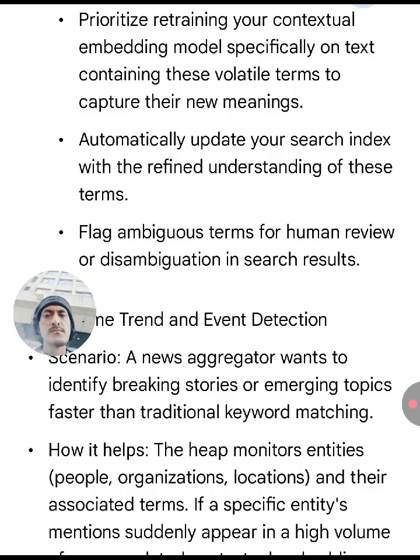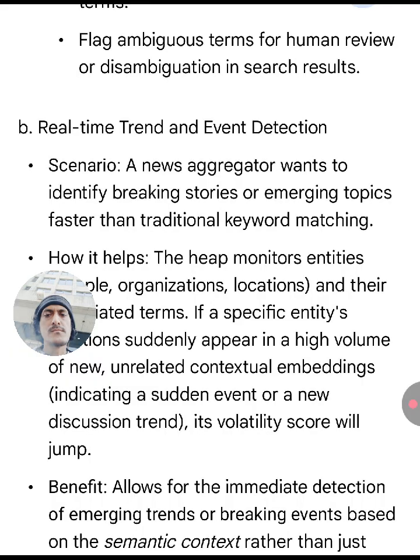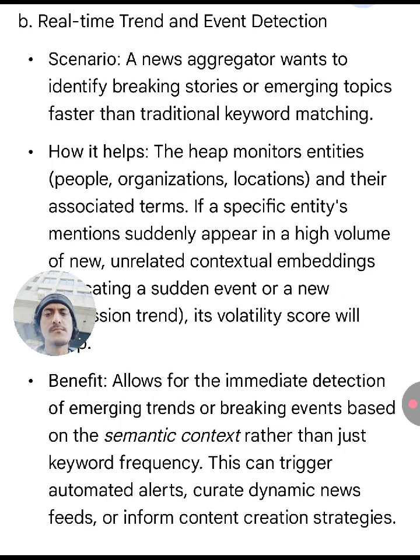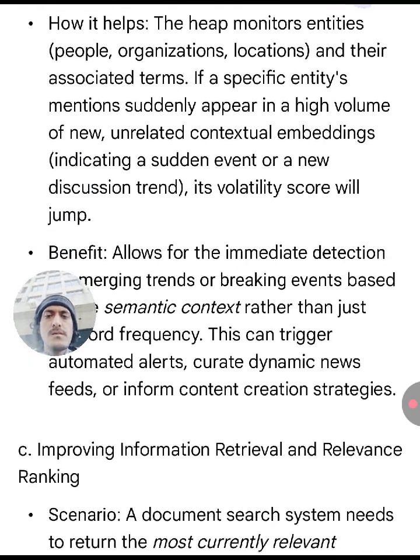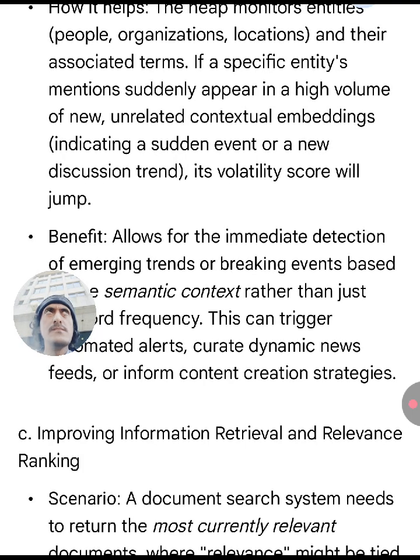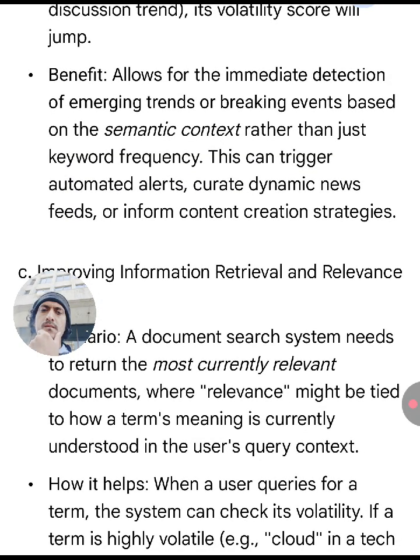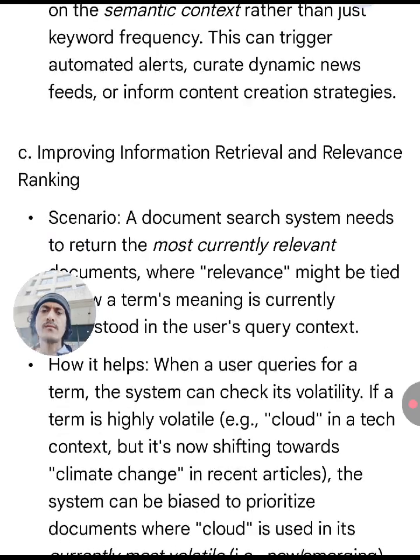B. Real-time trend and event detection. Scenario: a news aggregator wants to identify breaking stories or emerging topics faster than traditional keyword matching. How it helps: the heap monitors entities, people, organizations, locations, and their associated terms. If a specific entity's mentions suddenly appear in a high volume of new, unrelated contextual embeddings, indicating a sudden event or a new discussion trend, its volatility score will jump. Benefit: allows for the immediate detection of emerging trends or breaking events based on the semantic context rather than just keyword frequency. This can trigger automated alerts, curate dynamic news feeds, or inform content creation strategies.